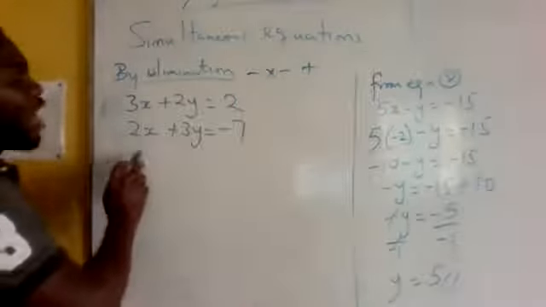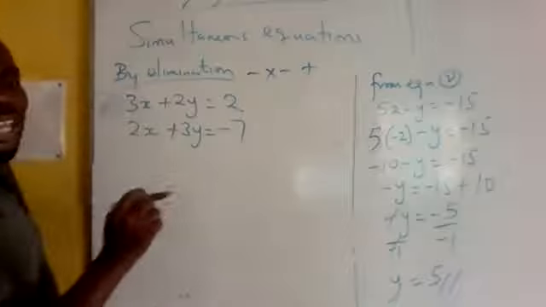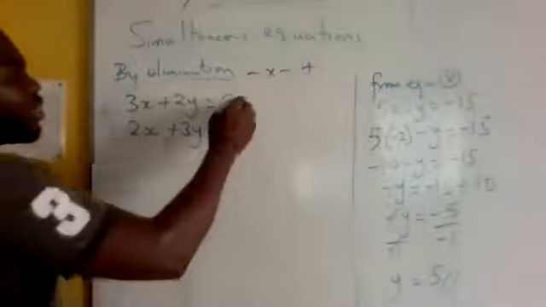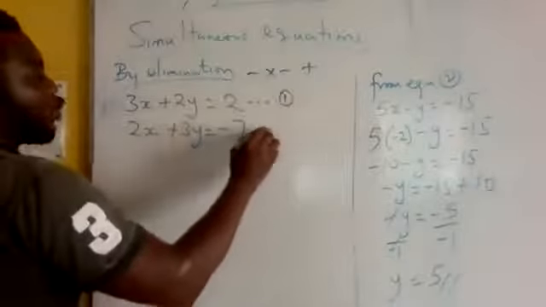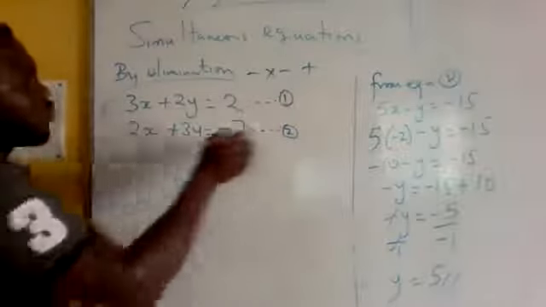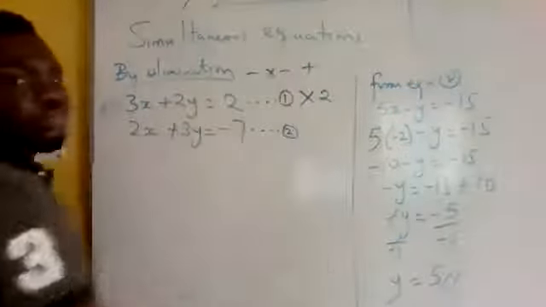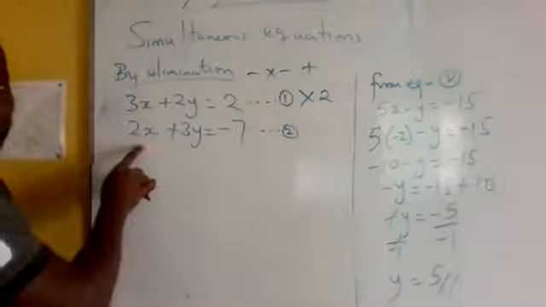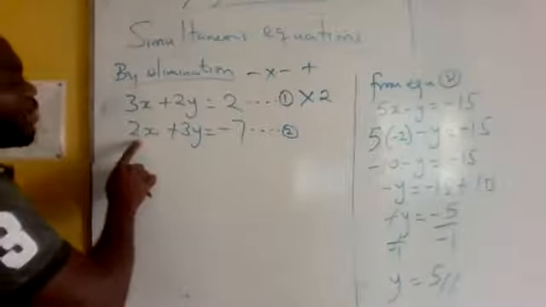Most times the best thing to do is to just look at what you have here and what you have here, and use that as a reversal. You multiply it with a reversal. This is equation 1. This is equation 2. So I can say, okay, my equation 1, let me multiply it by 2. So multiply equation 1 by 2. And this is my equation 2. Let me multiply it by 3.